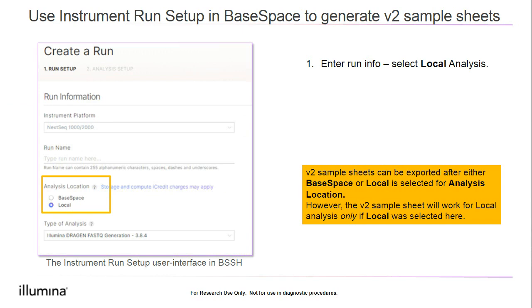First thing to do will be to select the instrument platform and run name to use. Next, it is important that the analysis location selected should be local when planning to use either local or hybrid mode, and BSSH if you are planning to use the cloud. If BSSH is selected instead, but the intention was to do local analysis, then this can cause the sample sheet to fail validation when it is imported onto the NextSeq 2K control software.